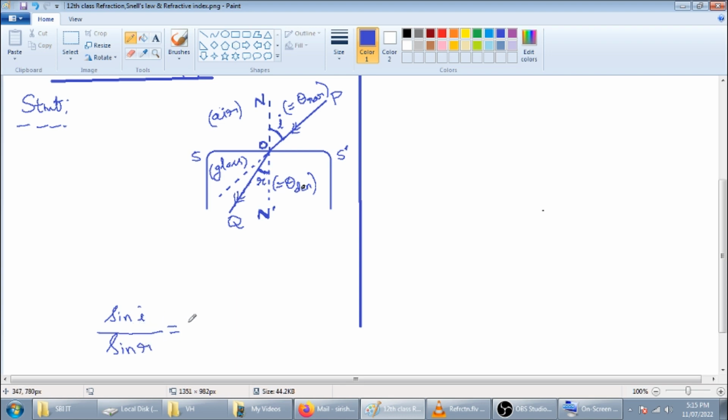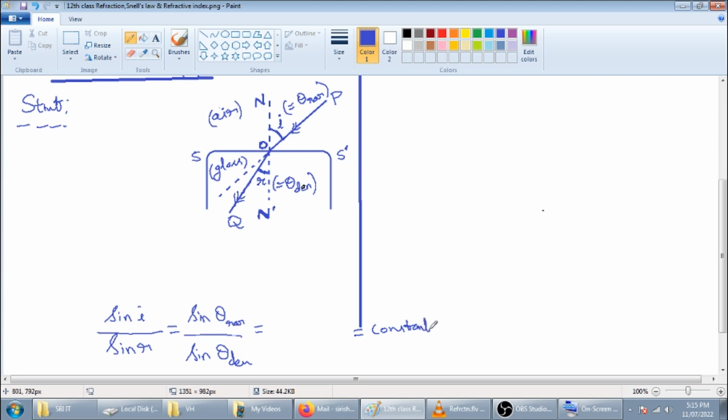Now this can also be written as the sine of the angle in the rarer medium to the sine of the angle in the denser medium. The law simply states that Snell found out that this ratio always remains equal to a constant.